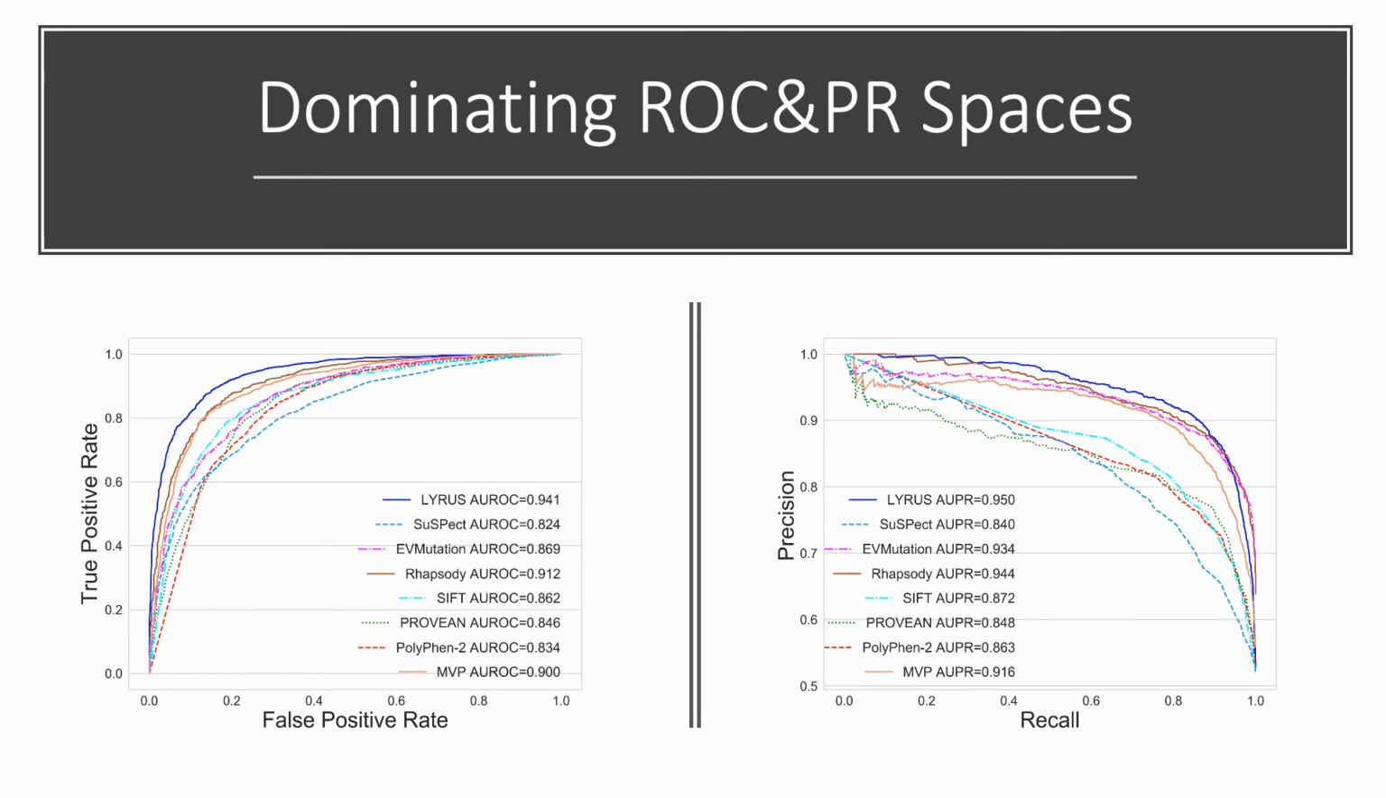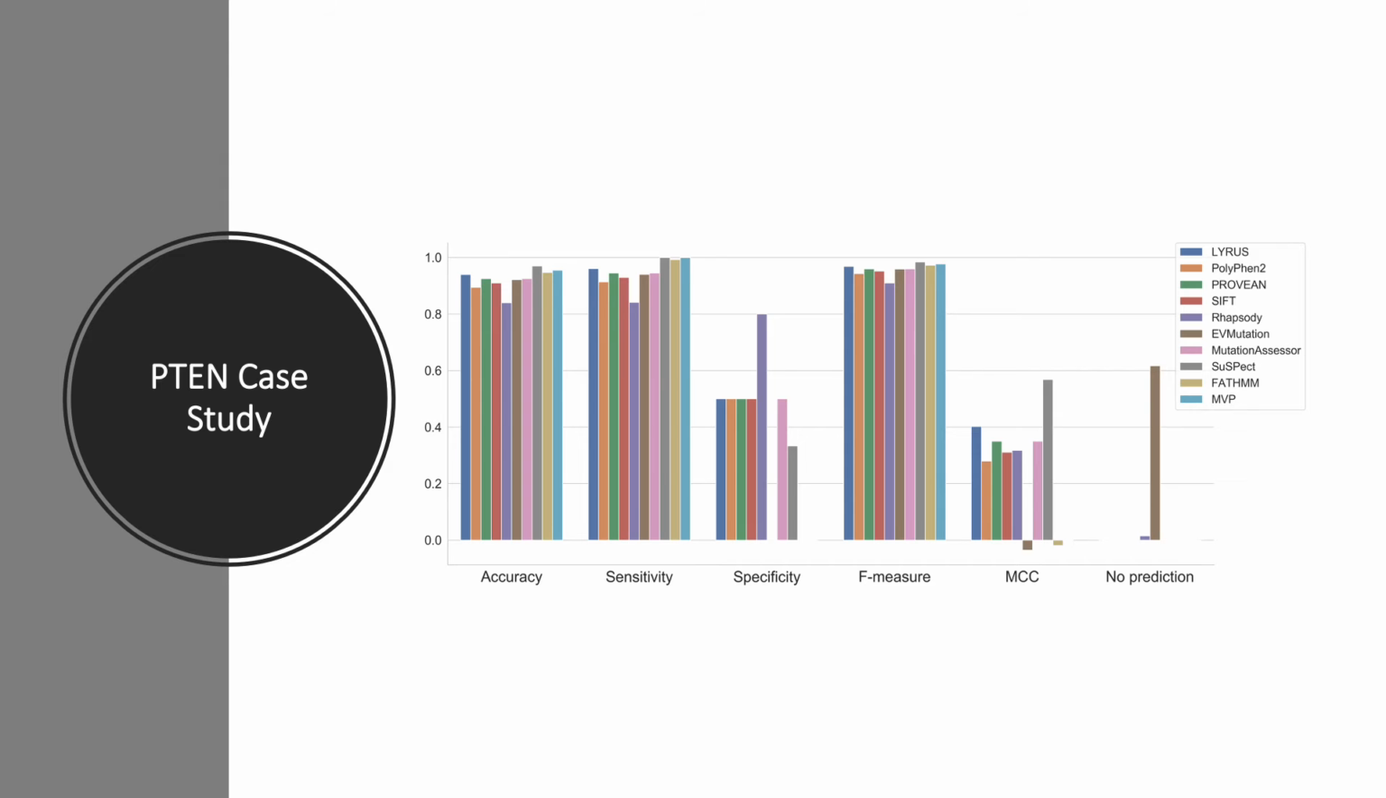To further test the ability of different methods of distinguishing pathogenic mutations, we plotted both the ROC and the PR curve. LYRUS has the highest AUC score of 0.941. It also dominates the PR space with a score of 0.95.